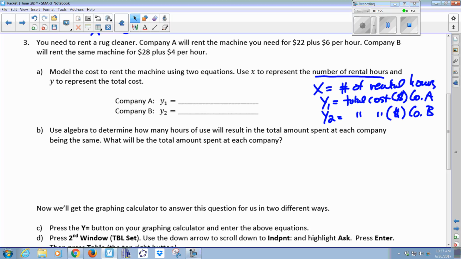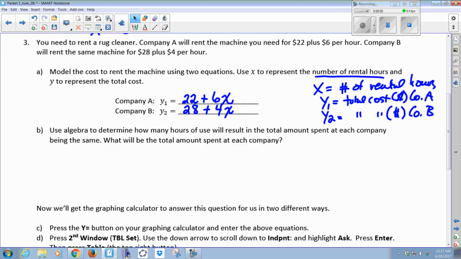Okay, so let's think about this. For company A, before I even start to use this rug cleaner, I'm going to be charged $22, and then I'm going to be charged $6 per hour for each hour I use it. So the total cost for x hours is 6x. Company B is $28 as a flat fee, and then $4 per hour. So each of these costs, y1 and y2, can be represented by straight lines.